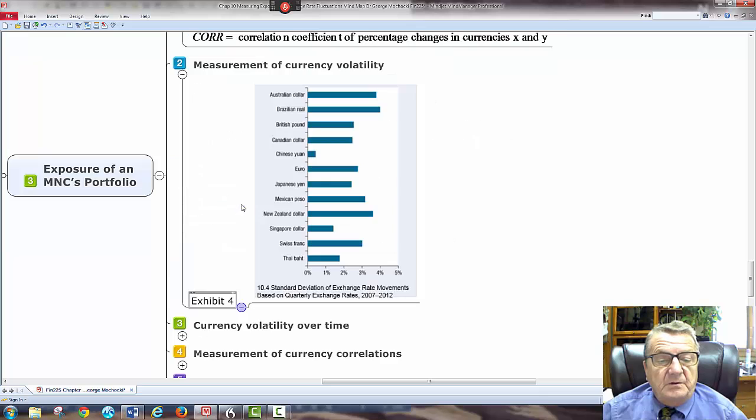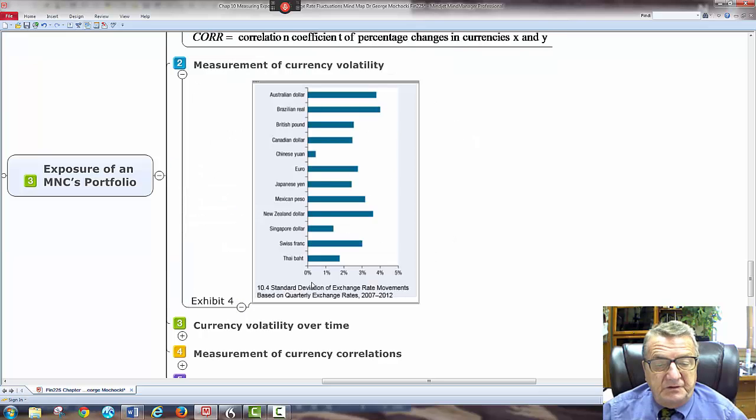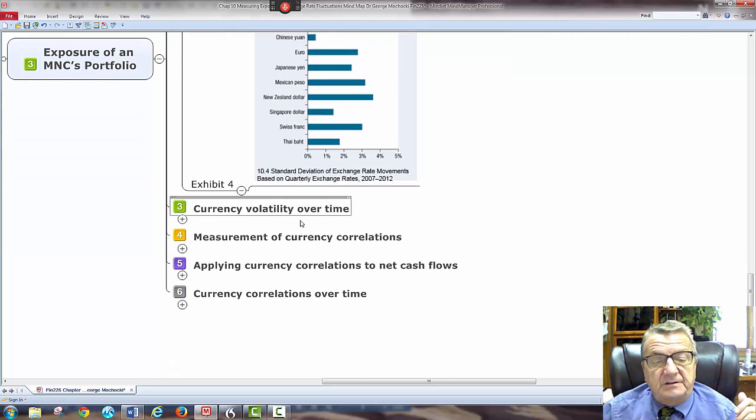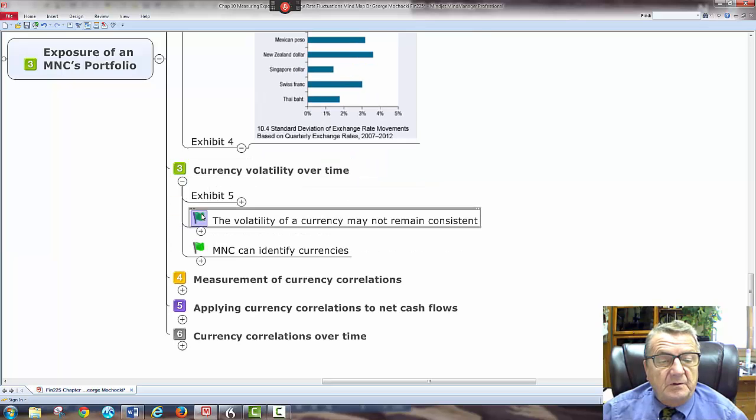All right, example. And here it is: different currencies, standard deviation, exchange rate movements based on quarterly exchange rates. You see the difference in the movement. The Chinese yuan, yen for Japanese, excuse me, there's the yuan there. The peso, the dollar, the franc, and the baht. Okay, currency volatility over time. What do we have there?